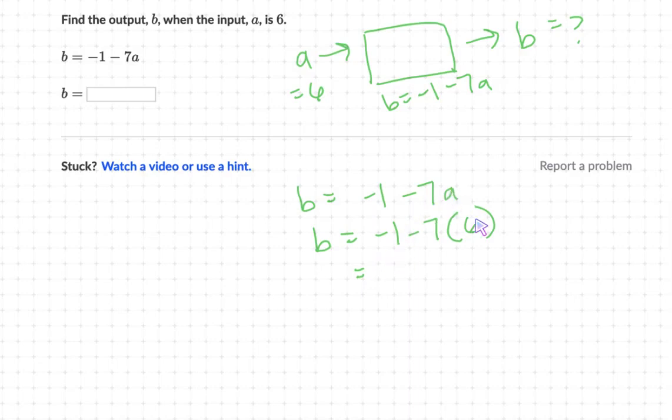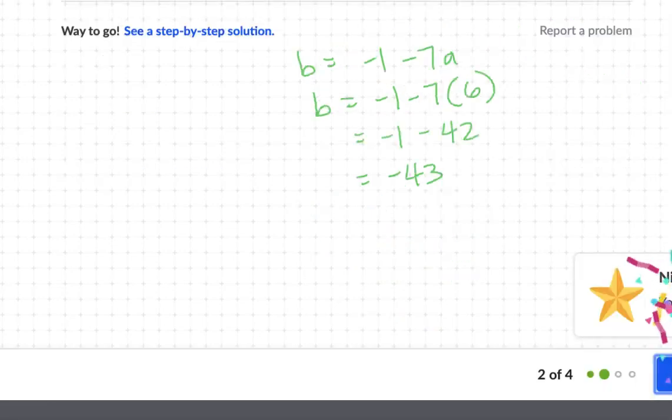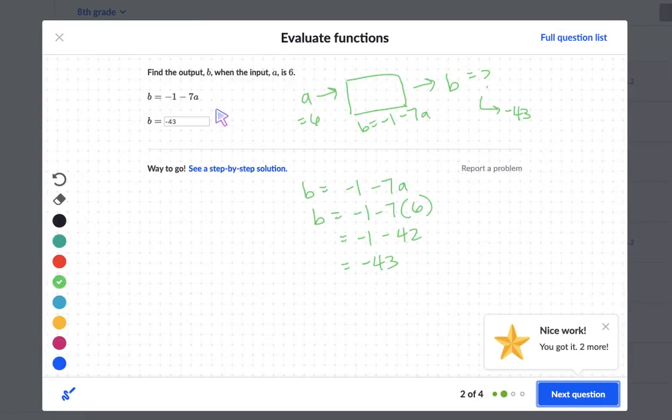And this is -7 times 6, multiplication, which is -42. So that'll give us -43. It's going to churn out -43 as its one and only output because it is a function. So it's going to function and only give you one answer. It's not going to be a surprise every time. There we go.